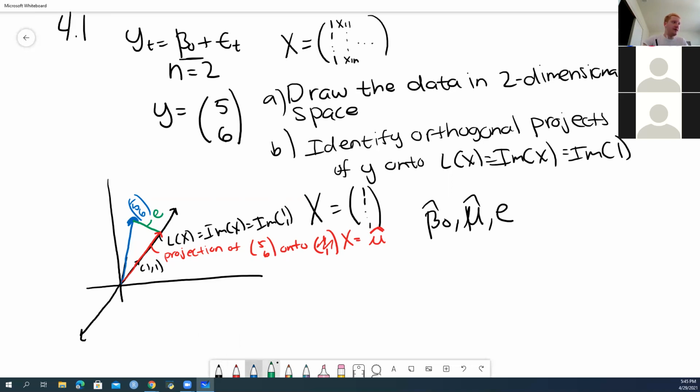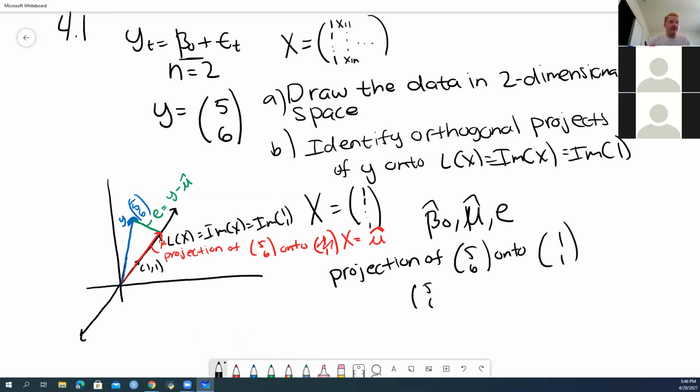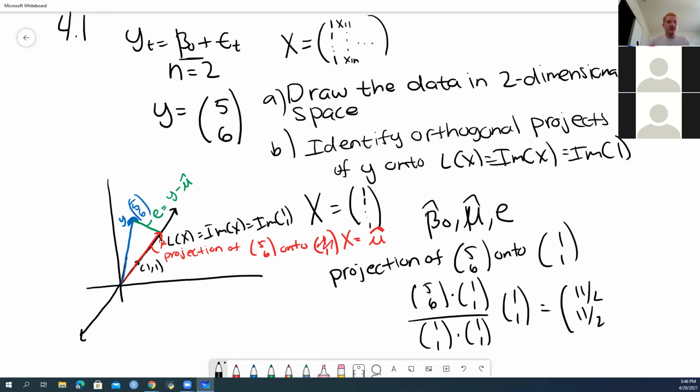If you notice, this is y, this is mu hat, then E is going to be y minus mu hat, which is exactly what we want, right? Now, to actually find this vector, you'd have to do the math of finding the projections. Just really quickly, if you don't remember, the projection of (5, 6), for example, onto the vector (1, 1) would be given by (5, 6) dotted with (1, 1) over (1, 1) dotted with (1, 1), times (1, 1). I'm not going to do the math, but it ends up being 11 over 2 times (1, 1). So that's what mu hat is: (11/2, 11/2).